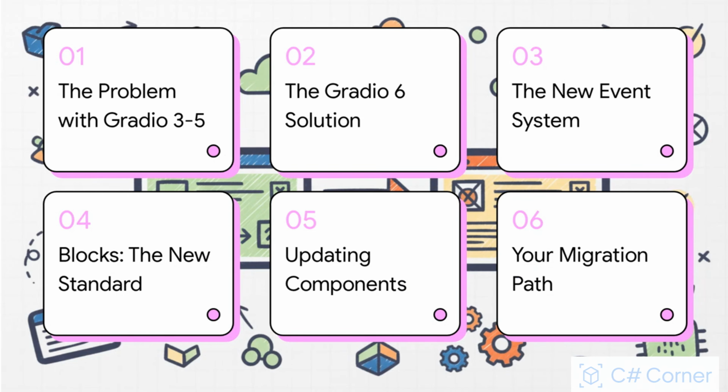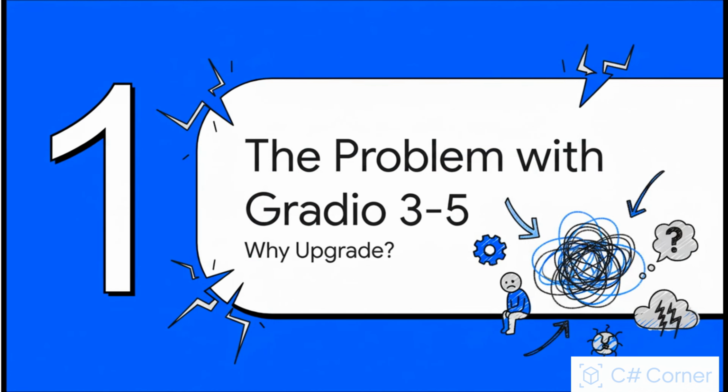So, here's our game plan. We'll kick things off by looking at the problems with the older versions, the why we need to upgrade. Then we'll get into the Gradio 6 solution, talking about the new event system and why blocks are the new standard. We'll also cover component updates and then wrap it all up with a clear migration path to get you on your way. All right, first things first, why even bother upgrading?